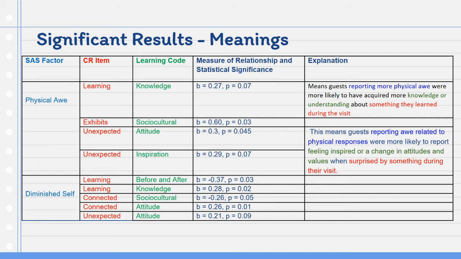The physical awe factor had a positive relationship with the learning CR item and the knowledge learning code. This means guests reporting more physical awe were more likely to have acquired more knowledge or understanding about something they learned during the visit. The physical awe factor also had positive relationships with the unexpected CR item and both attitude and inspiration learning codes. This means guests reporting awe-related physical responses were more likely to report feeling inspired or a change in attitudes and values when surprised by something during the visit.